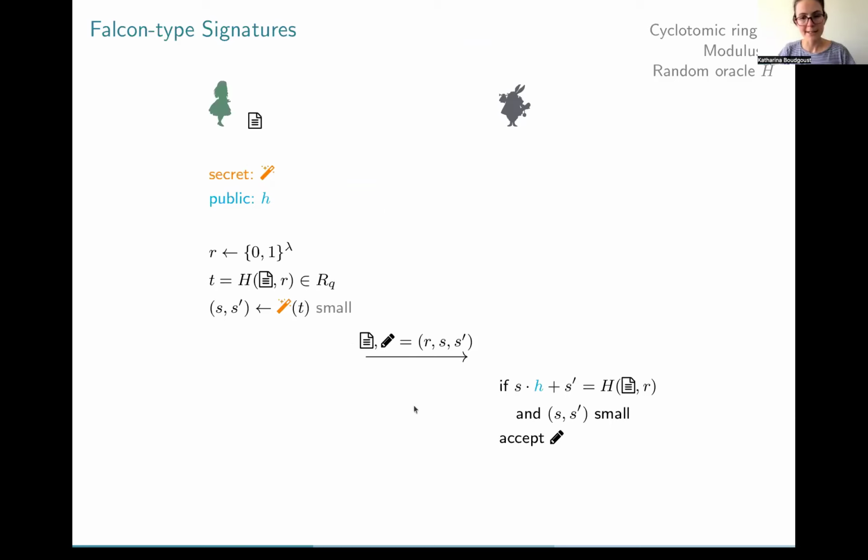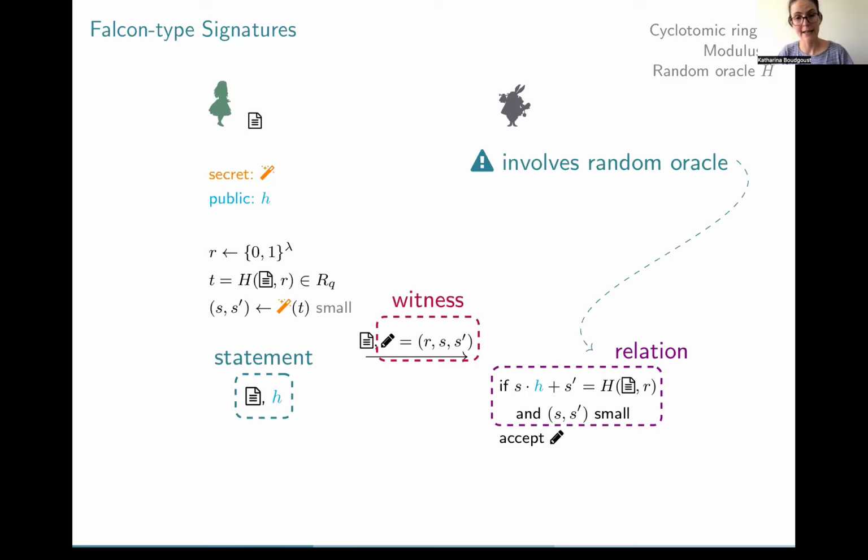So why is that now handy to use with Falcon-type signatures? Well, this is the slide I showed you before when I introduced the concept. Now the idea would be that, as said, I do my folklore approach, and I set my signature as my witness, and I set my message as my statement. Here I also include the public key. And my relation will be the verification of the signature. So there's a first issue I'm running into, which is that my verification involves an evaluation of the random oracle.